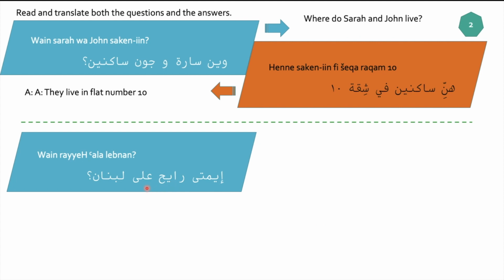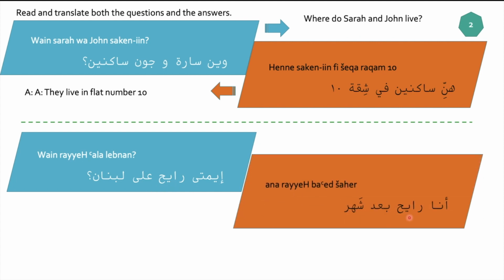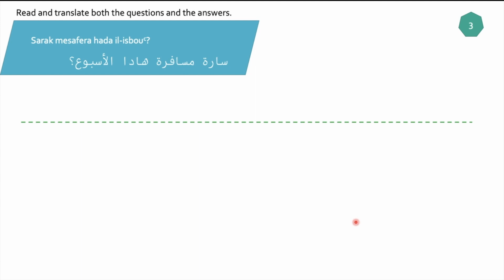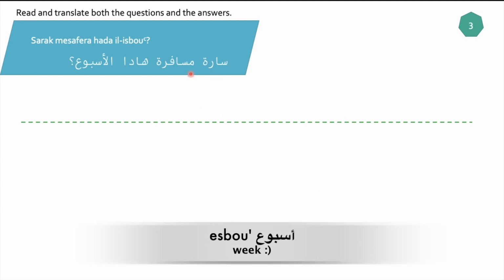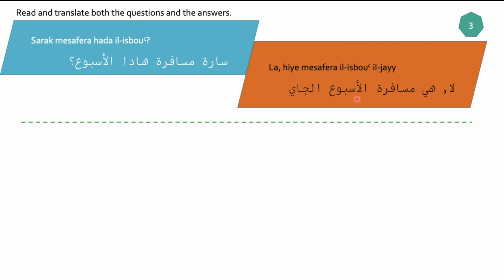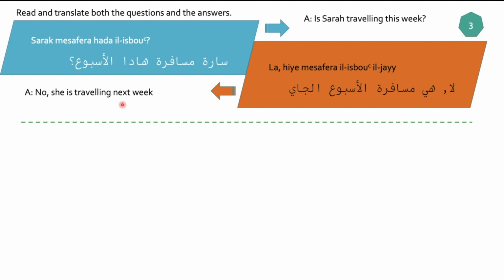إمتى رايح على لبنان؟ أنا رايح بعد شهر. And the translation is, when are you going to Lebanon? I'm going in a month, after a month. سارة مسافرة هذا الشهر؟ لا، هي مسافرة الأسبوع الجاي. And the translation is, is Sarah traveling this week? No, she's traveling next week.